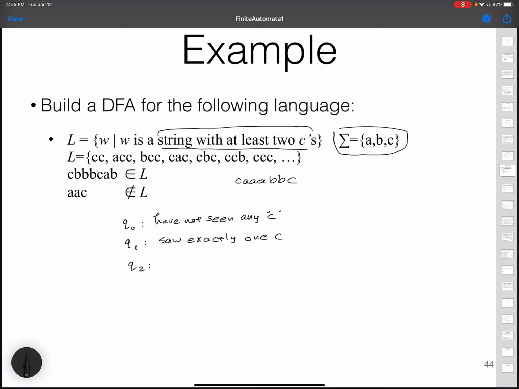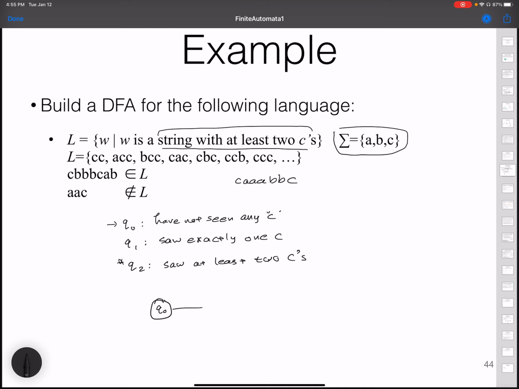And I need another state that says saw at least 2 C's. So if you see 2 or more, all of them are going to be represented by Q2. Here, Q0 is going to be the starting state, right? If you haven't started yet, it means that you haven't seen any C's as well. So you are going to be at the state Q0, and this is going to be the starting state.